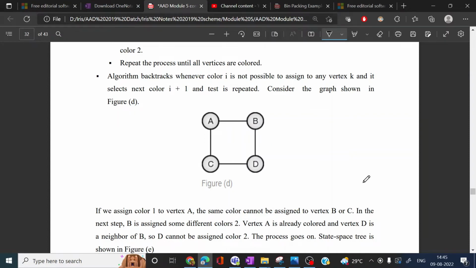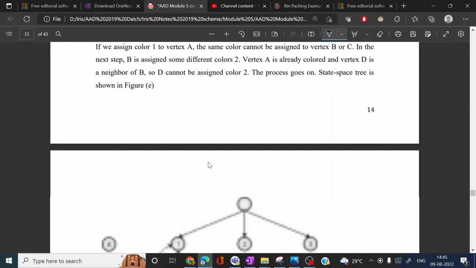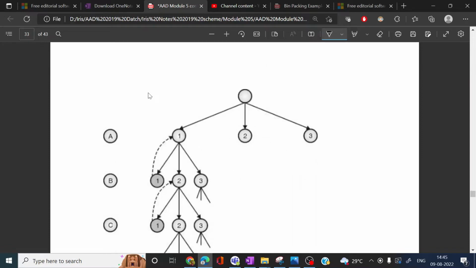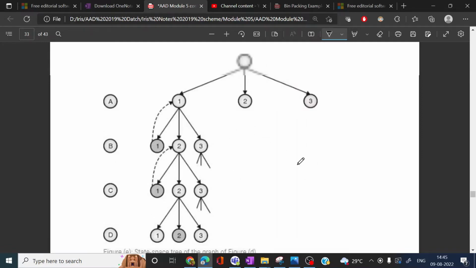The algorithm backtracks whenever color i is not possible to assign to any vertex k, and it selects the next color i plus 1, and the test is repeated. So consider this graph A, B and C, D. How to color this graph and what is the minimum number of colors we can use? So using backtracking, we can draw the state space tree. First the nodes are represented on the left side like A, B, C, D, A, B, C, D, and the colors are represented as 1, 2, 3.